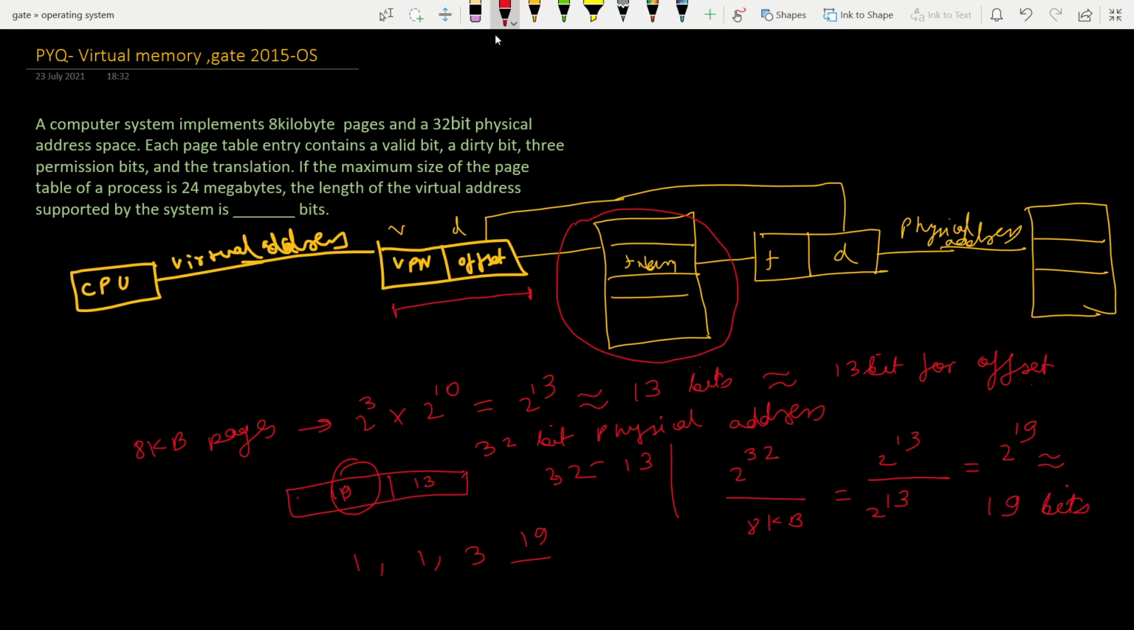Now let us see how many bits we are getting in total: 1 plus 1 plus 3 plus 19, and that is going to be 24. So this is 24 bits, and it will be 3 bytes. This is an important step here. Never forget to translate it to bytes, else we will get the wrong answer. Okay, so let us move forward.